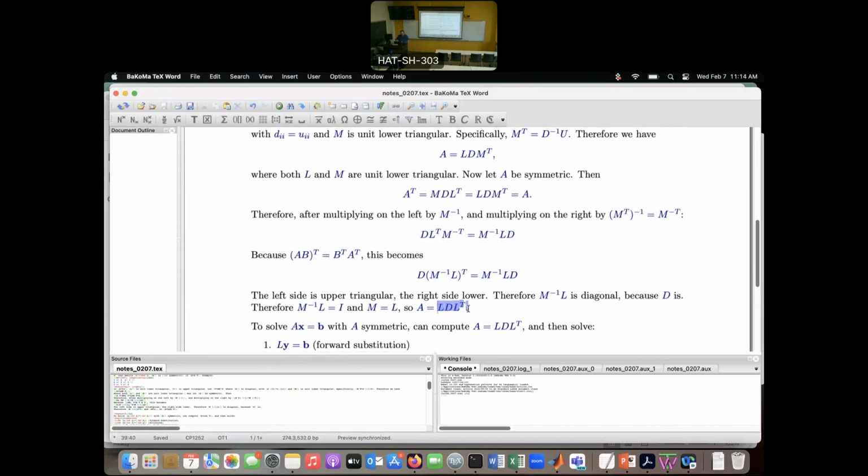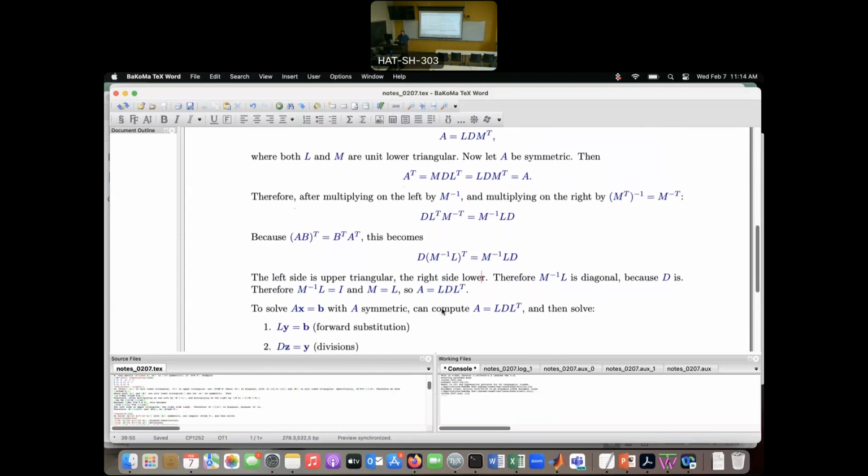Anytime you have a matrix like this, where you have a diagonal matrix in the middle, and whatever you multiply with on the left is the transpose of whatever you multiply with on the right, any matrix of this form is necessarily symmetric. So now I have a symmetric factorization of a symmetric matrix. Because we don't really want to use LU if the matrix is symmetric, because that factorization, A equals LU, has a certain asymmetry to it. But now we don't have that anymore.